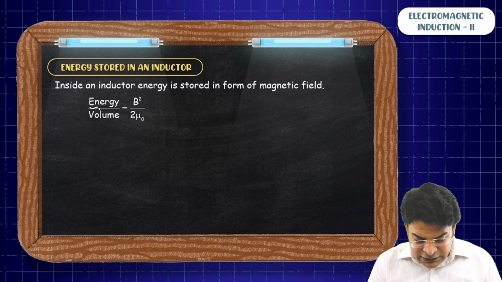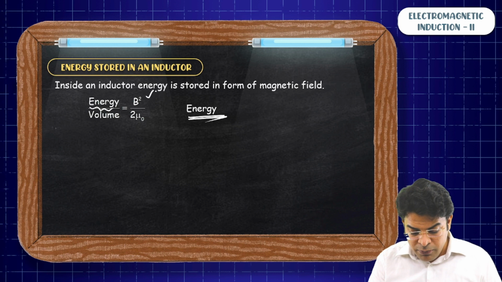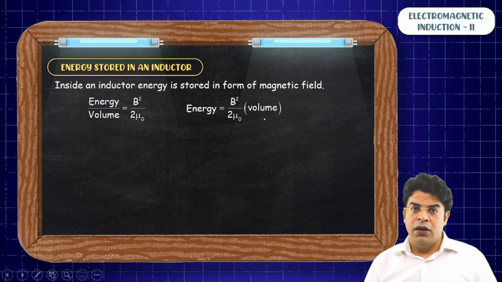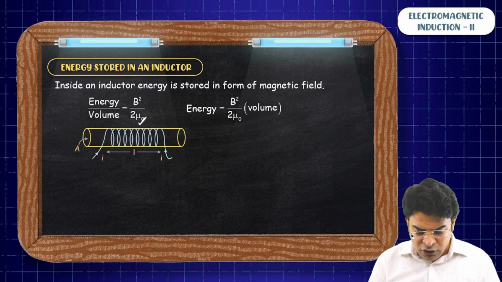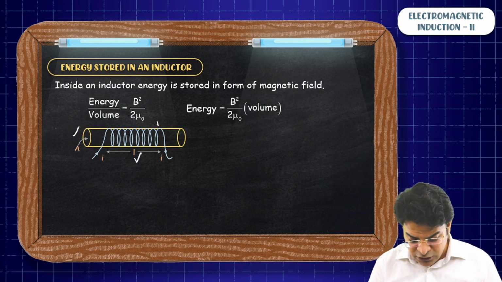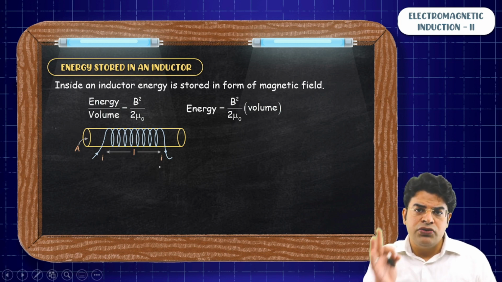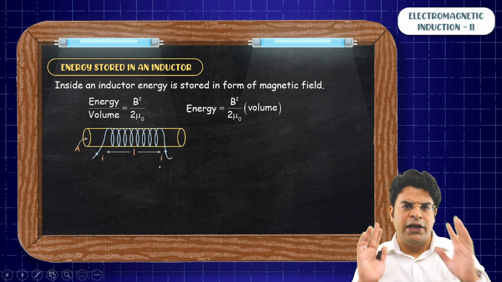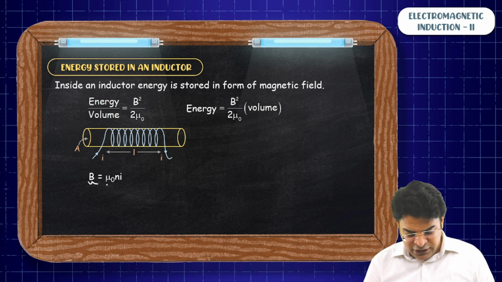Now you can even say that from here the energy stored inside the inductor is nothing but B square upon 2 mu naught multiplied by the volume of the inductor. Whenever they say an inductor, think of a solenoid. So let's say we have a solenoid having a cross-sectional area A, length L, number of turns per unit length small n, and the number of turns N. Your mission is to determine how much energy is stored within this solenoid in the form of magnetic field. So you will say that the magnetic field strength inside the solenoid is given by mu naught n i.